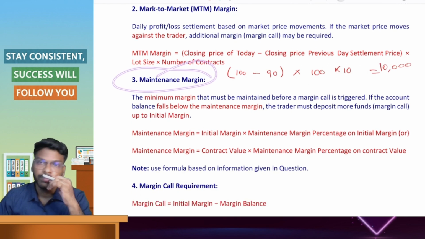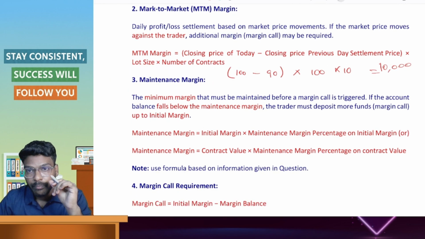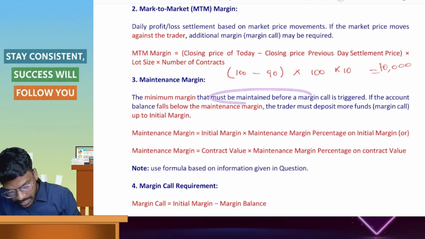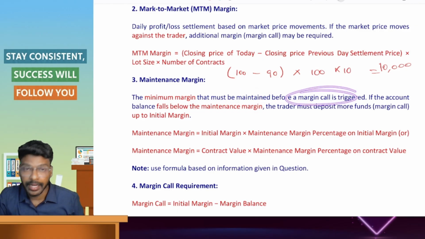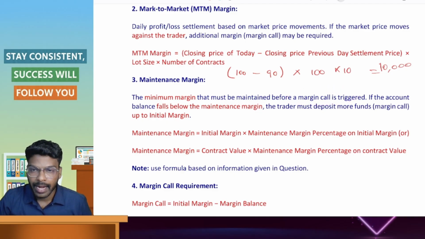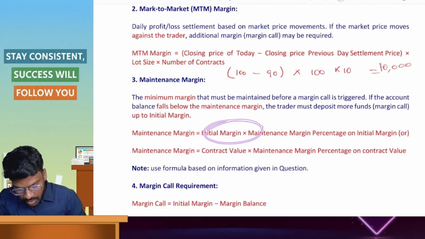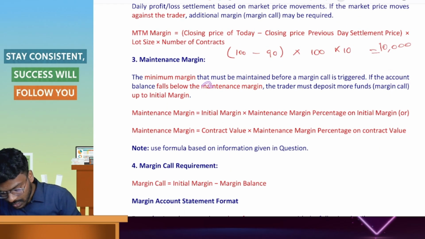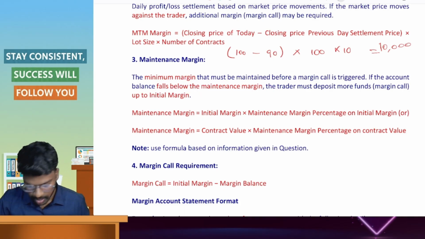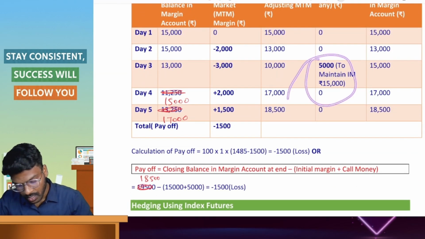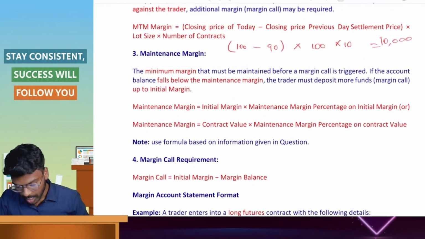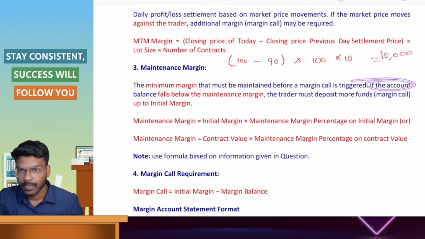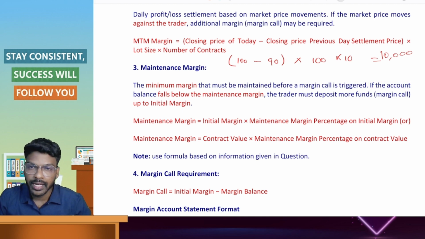Next is maintenance margin. What do you mean by maintenance margin? Maintenance margin must be maintained before margin call is triggered. It can be from the initial margin amount or can be a contract value amount. If the account balance falls below the maintenance margin, I have given you the example, but I'll tell you the theory. While entering into the contract, you will pay the initial margin amount. Your account will be monitored by the exchanges.